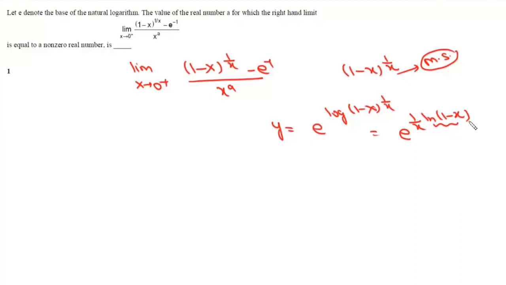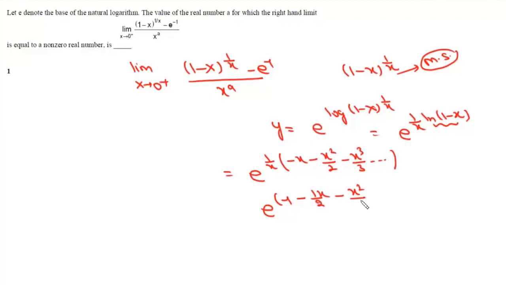Now we'll use the expansion of log (1 minus x). So it will be e to the power 1 by x, and it is minus x minus x square upon 2 minus x cube upon 3, so on and so forth. So it will be e to the power minus 1 minus x by 2 minus x square by 3. Now we'll take e to the power minus 1 common. We can write this as e to the power minus 1 times e to the power of minus x by 2 minus x square by 3 up to infinity.